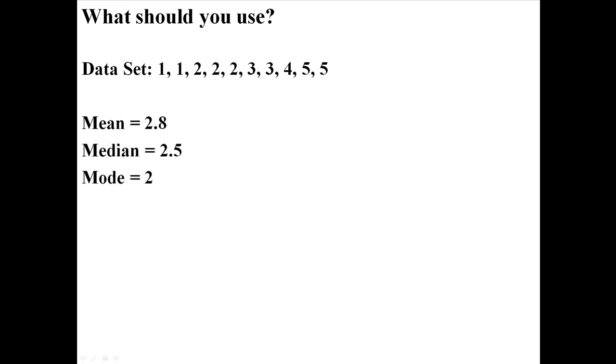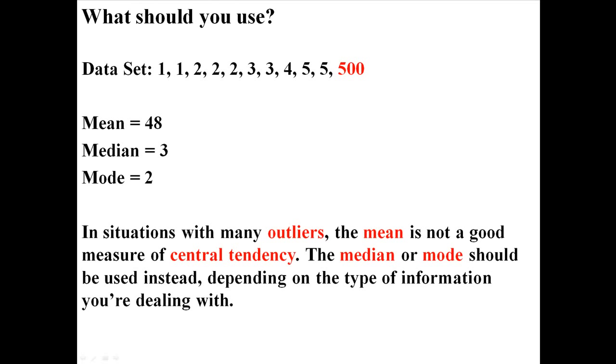So for example, this is a data set I was using before. We found the mean to be 2.8, the median to be 2.5, and the mode to be 2. But let's pretend I added this outlier, this 500, that is very different from the rest of the data. If I was to recalculate everything, I find out that now the mean is 48, the median is 3, and the mode is 2. So in situations with many outliers, the mean is not a good measure of central tendency. The median or mode should be used instead, depending on the type of information you're dealing with.